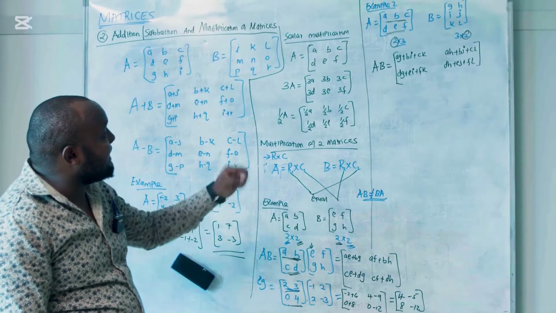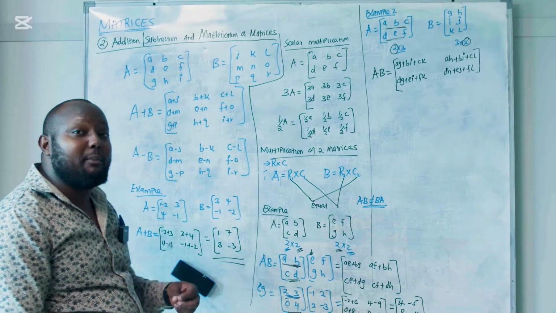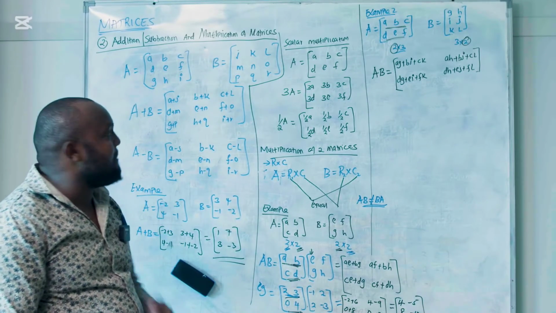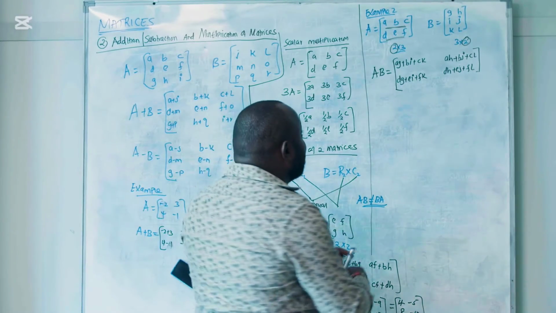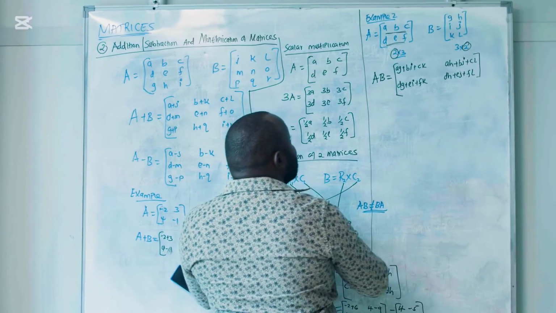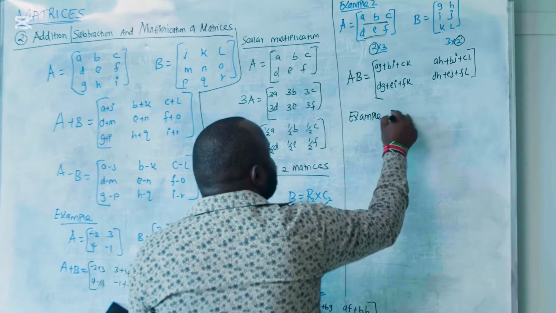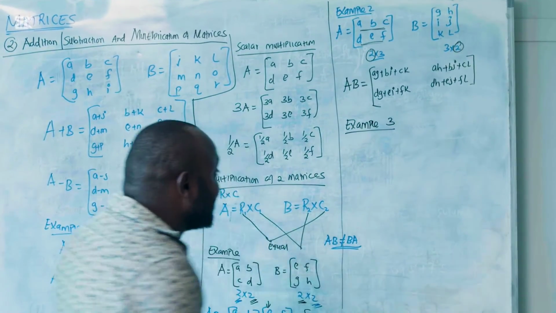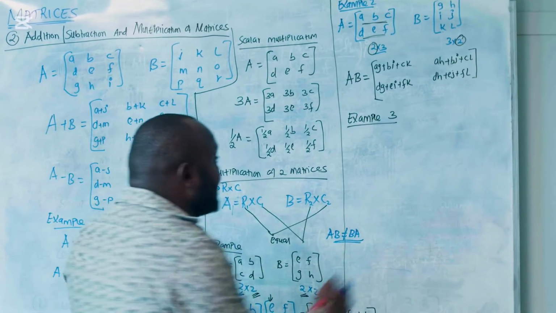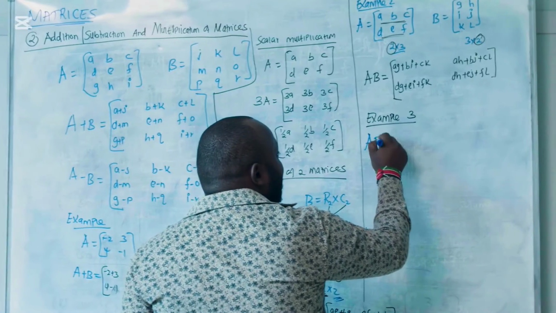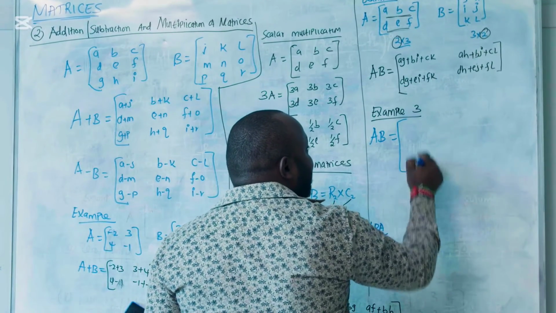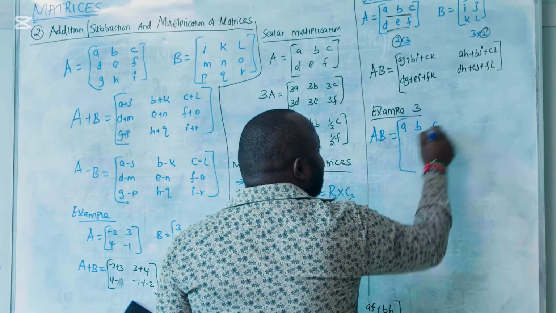Maybe the most complex one we look at is when we are multiplying 3 by 3. Example 3. It is the same thing when you are multiplying 3 by 3 matrices. I'm assuming I want to get AB. I'll just write the matrix directly. A, B, C.